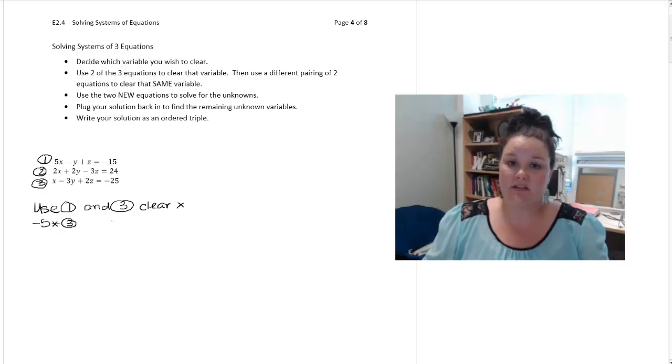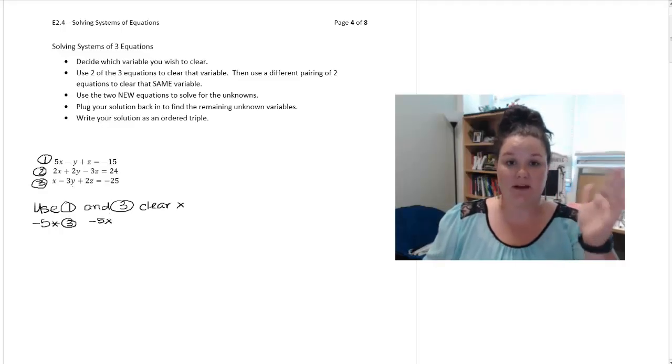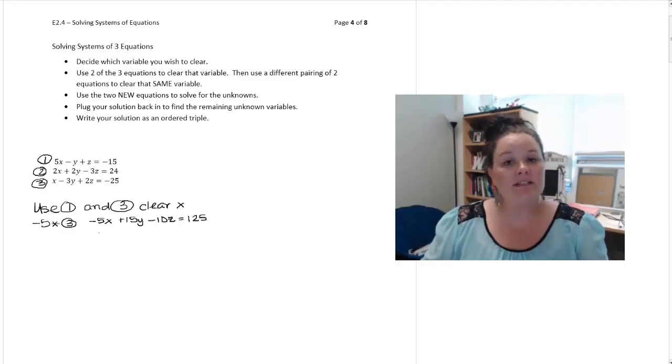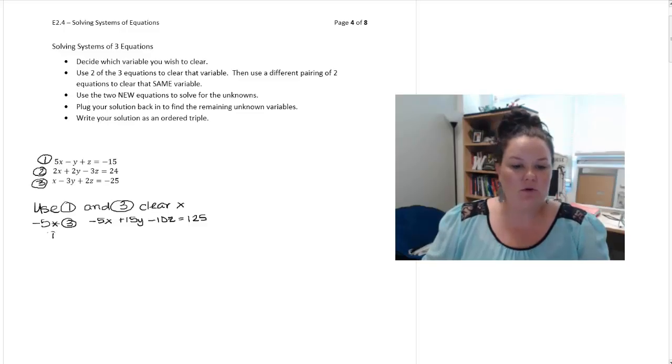So if I do -5 times x, that gives me -5x. If I do -5 times -3y, just distributing that -5 to every term in equation 3, I end up with +15y. -5 times 2z gives me -10z. And -5 times -25 gives me +125. Okay? And then I'm hoping to combine this with equation 1. Now equation 1, I'm not going to do anything to it. So I'm going to leave it 5x minus y plus z is equal to -15.